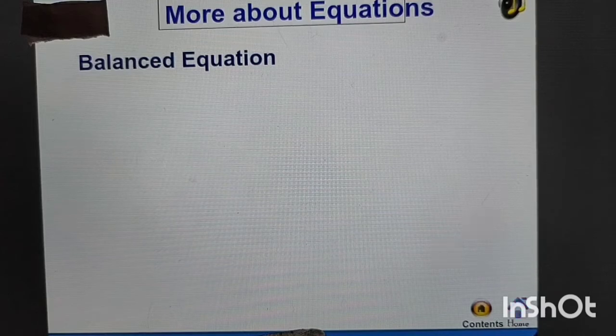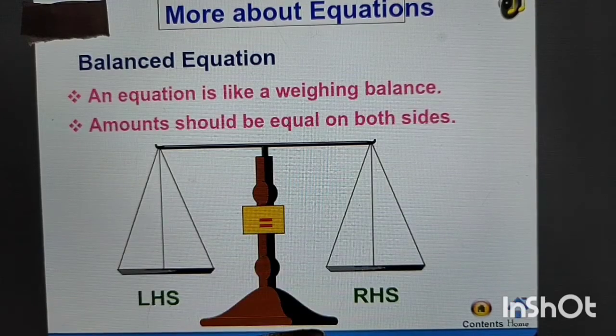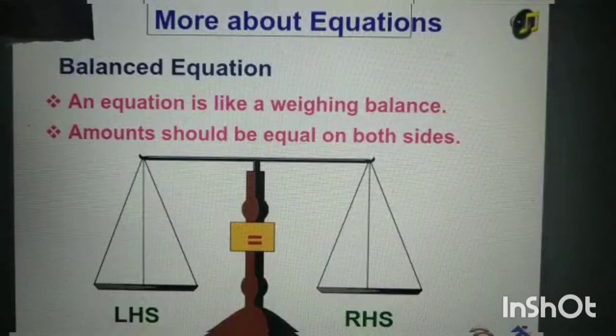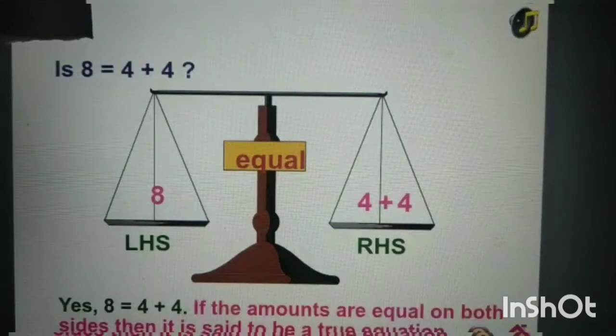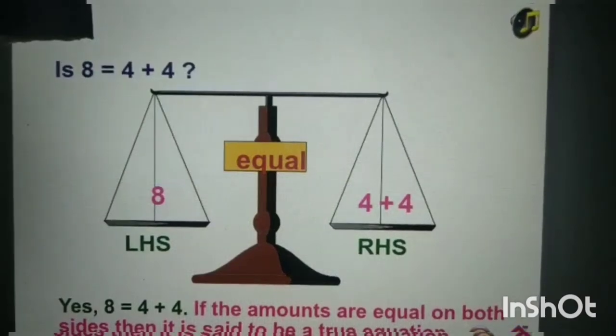Balanced equation. An equation is like a weighing balance. Amounts should be equal on both sides. Is 8 equal to 4 plus 4? Yes, 8 is equal to 4 plus 4. If the amounts are equal on both sides, then it is said to be a true equation.